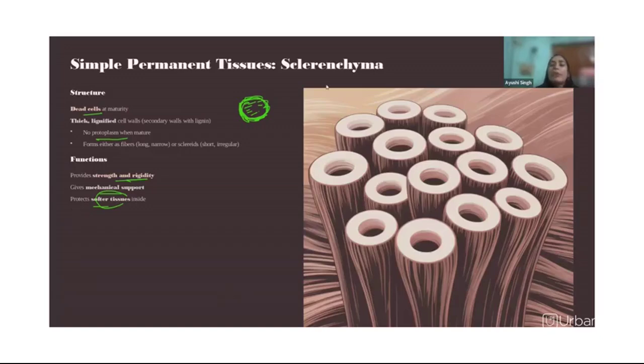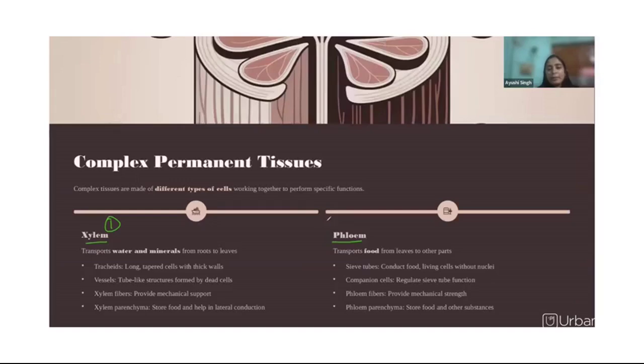Right. Now, if we talk about complex permanent tissue, there is xylem and phloem. Only two types of complex permanent tissue. So under tissues, again, let me just give an overview. We have talked about meristematic tissues. In this, we have talked about apical and intercalary, and also lateral.